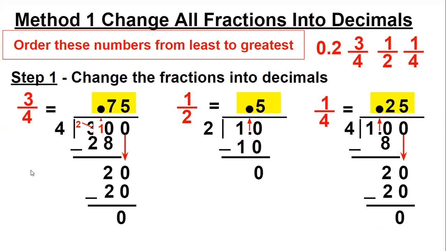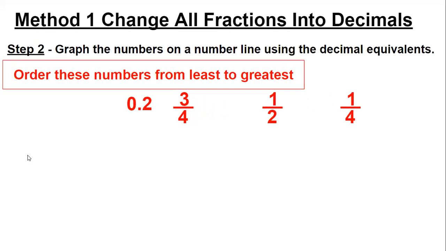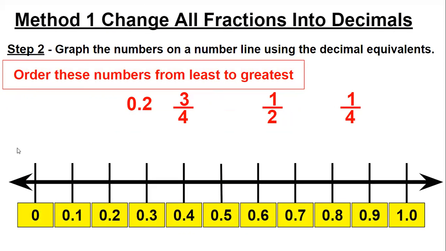So now we are able to order our decimals and our fractions. So we're going to graph the numbers on a number line. So there's our numbers. There's our number line. Notice how our number line is divided into 10 sections. And there is what we decided 3/4 was equal to, and what 1/2 was equal to, and what 1/4 was equal to. So now we're going to plot all those decimals on the number line.